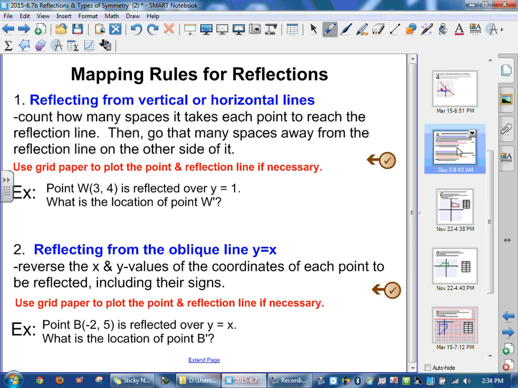When we reflect from vertical or horizontal lines, we count how many spaces it takes each point to reach the reflection line. And just like we did before, if we didn't have a reflection line, how do we know where to draw it? We count the spaces between the objects and divide by 2. That's where we draw the reflection line. Okay, we cut it in half.